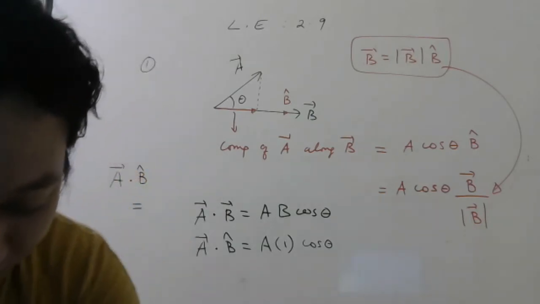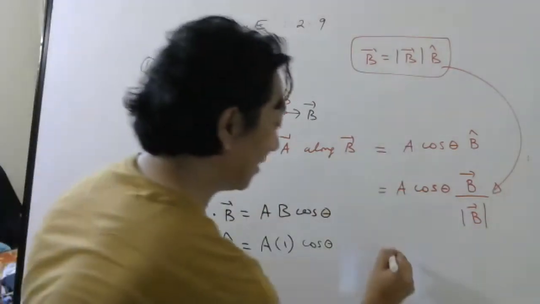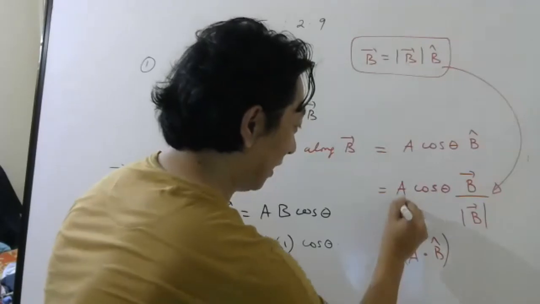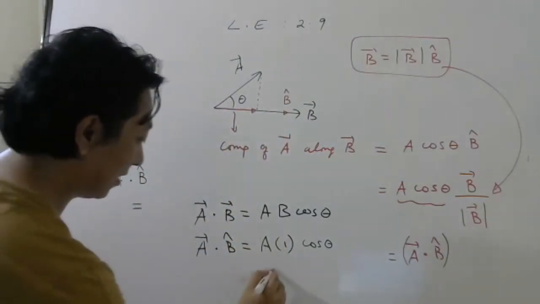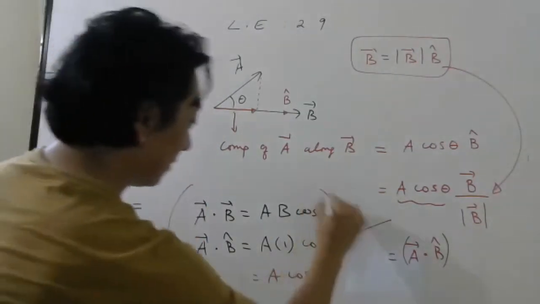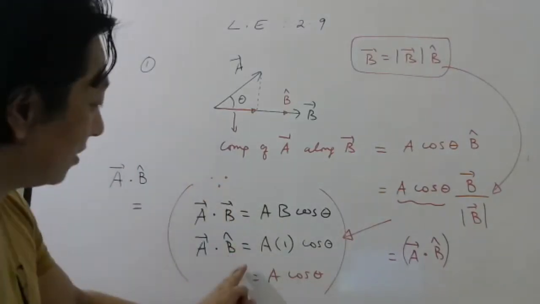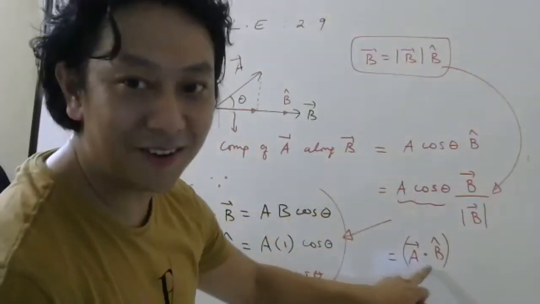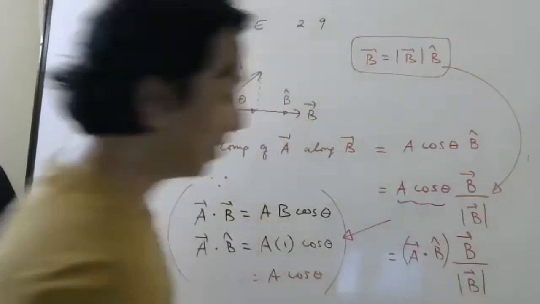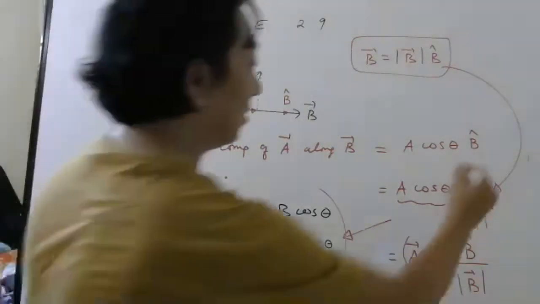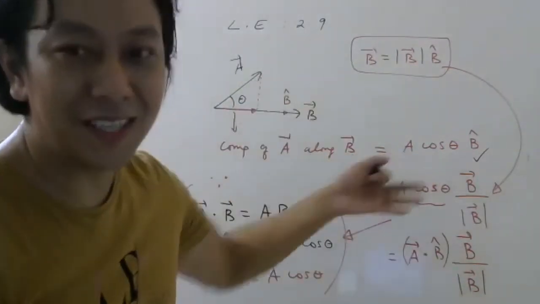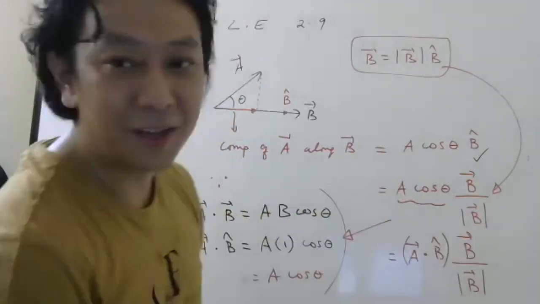That means I can also go further and write A cos theta, which is nothing but A bar dot B cap. Using this result, I can also write A cos theta as A bar dot B cap, B bar by modulus of B. Now, if you say, sir, if I stop here, will I get marks? Full marks you will get. Don't worry if you stop here. But it is nice to see that you can write this one this way.